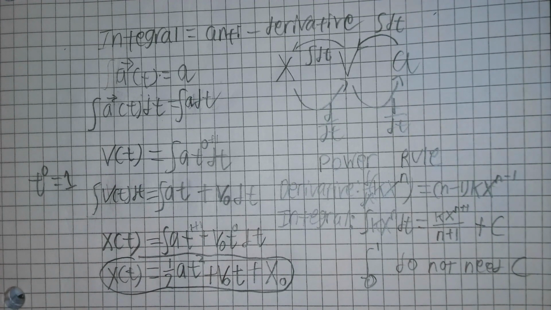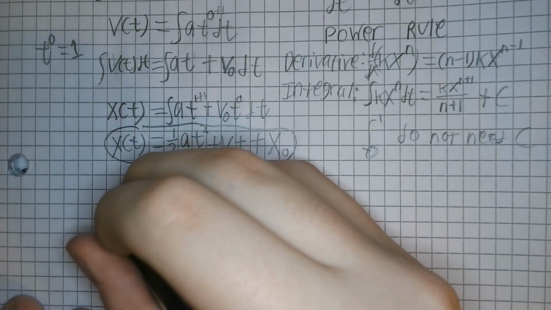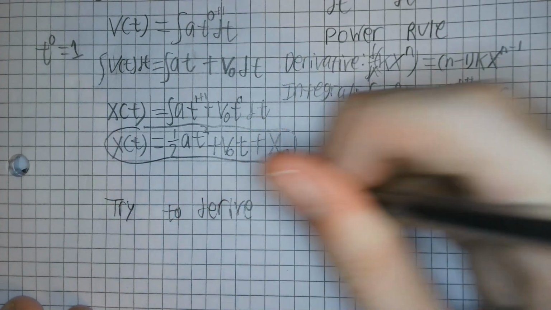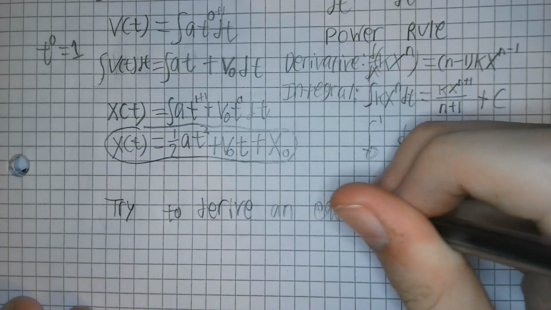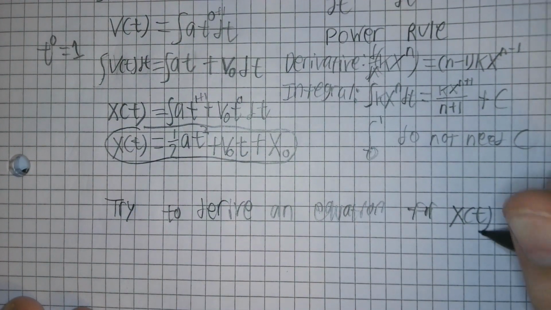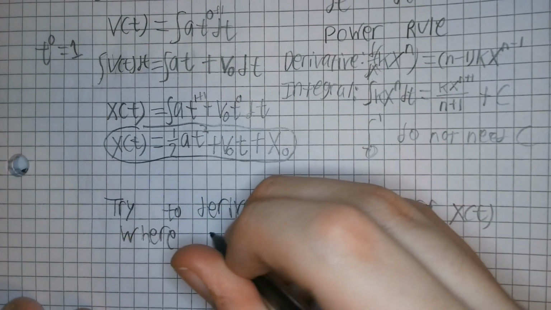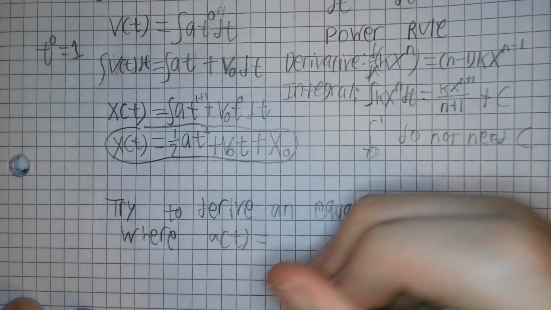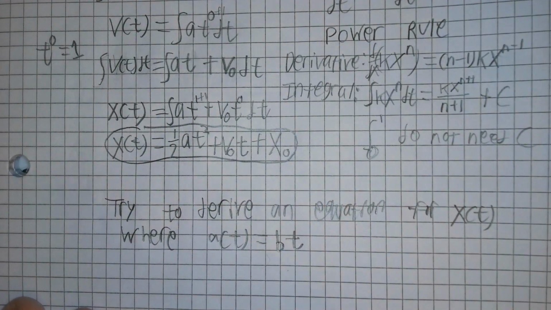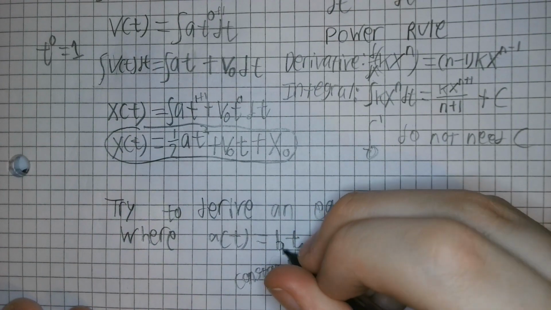Now, what I want you to do is to try to derive an equation for position as a function of time where acceleration does actually depend on time. We're going to say it's some constant b times t. I'm going to specify this as a constant. Okay?